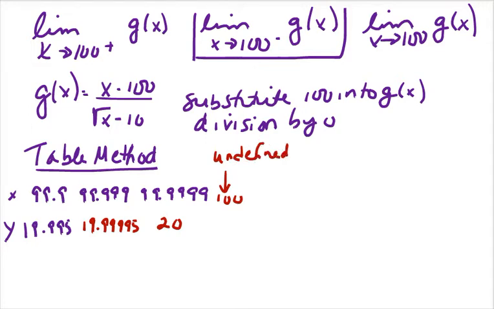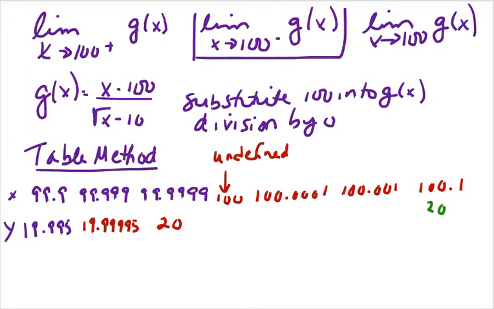Now we're going to approach 100 from the right-hand side. So I'm going to look at 100.0001, 100.001, and 100.1, and see what happens. Let me grab another color. So at 100.1, I got 20.005. At 100.001, I got 20, and I got 20.